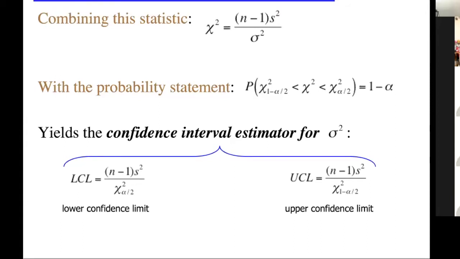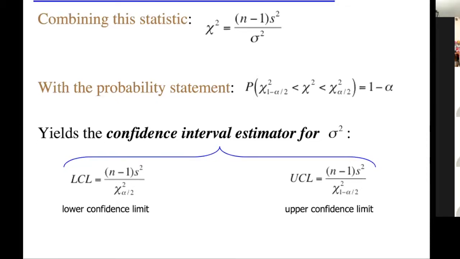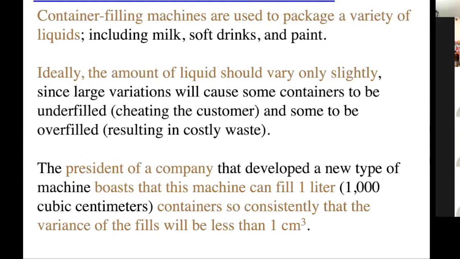Just like with the mean, whatever the variance of my sample is, is essentially my point estimate, and then I build a 95% confidence interval around it, or 90%, or whatever I have. I can also use chi-squared for doing hypothesis testing on variance, essentially. Okay, so let's do some examples.